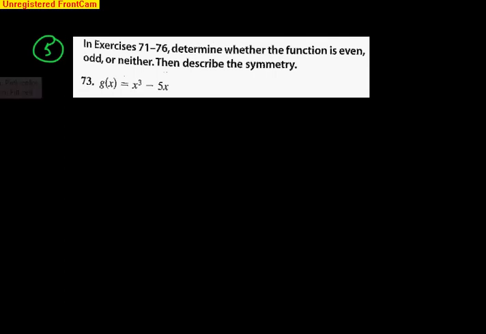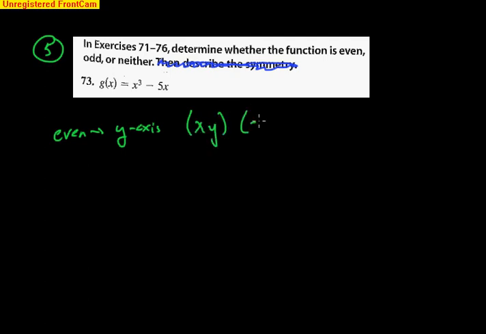Okay, last one here. Determine whether the function is even, odd, or neither. And we're not going to talk about symmetry. That's fine. So, if we do talk about symmetry real fast, even means you have y-axis symmetry. And if you have y-axis symmetry, that means the point x, y and negative x, y should be on your graph. So we are looking to plug in negative x and still get the original function out. That's the idea.